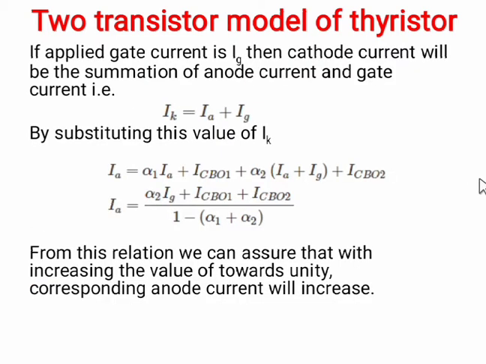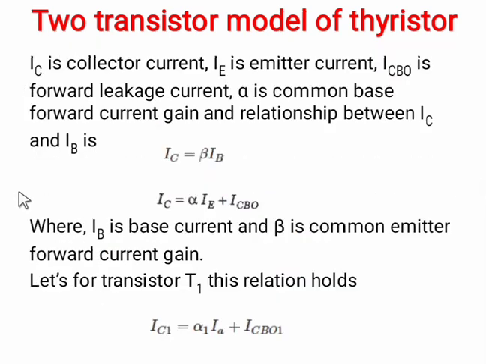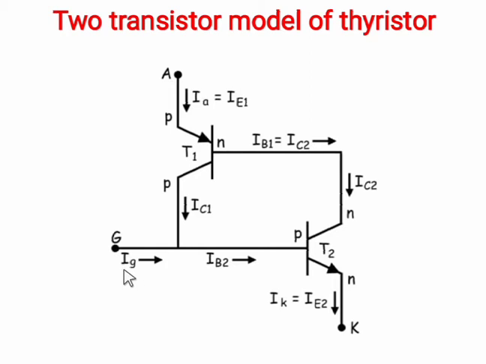Now we apply the gate current IG to turn on the thyristor. So if we apply the IG gate current, this thyristor will turn on. So the cathode current IK will consist of two currents, one is IG and one is IA. By applying Kirchhoff's current law, the output is the IK current, but there are two inputs, one is IG and one is IA. So this IK consists of IG plus IA.